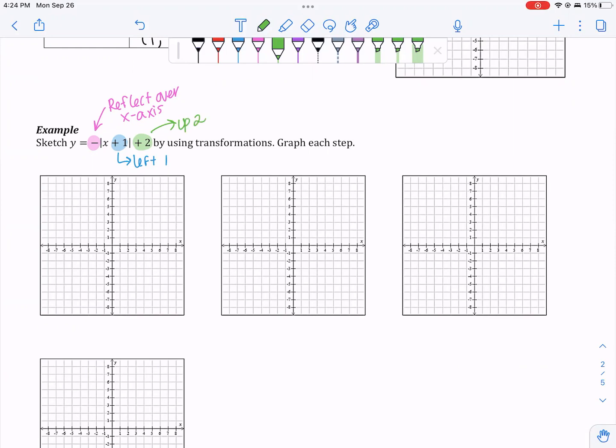The order of our transformations, we're going to do left and right shifts first. So our first is our original function, y equals absolute value of x, the parent function. Next, we'll do the left shift. I'll write that up here, left 1, which will transform this function into y equals the absolute value of x plus 1.